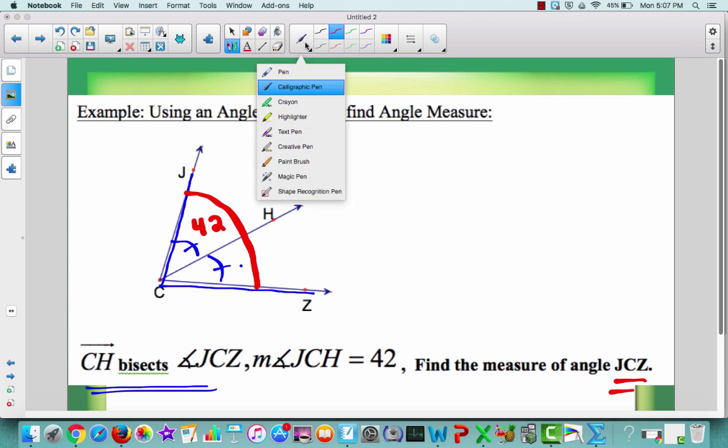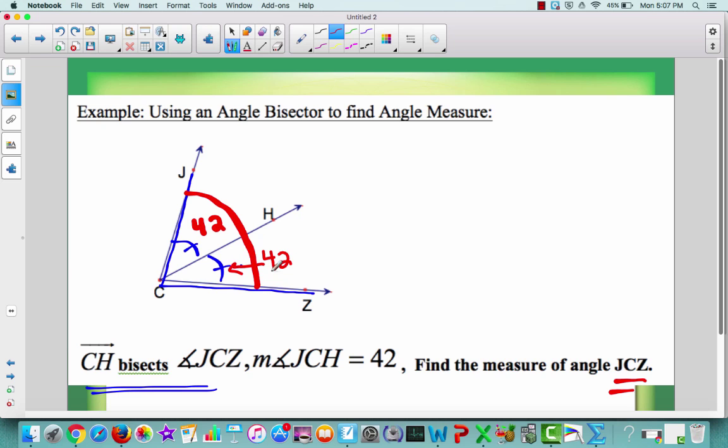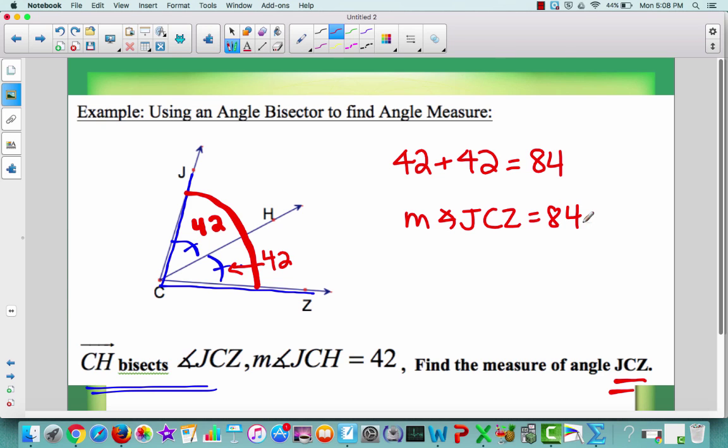All right, well, we're smart here. We know that if things are congruent, that means that they're equal. So if this side is 42, then HCZ has to be 42 as well. And then I can use the angle addition postulate to add the two angles together. So 42 plus 42 gives me 84. So the measure of angle JCZ would be 84. Now you have to be really careful because I could ask you for so many different things.